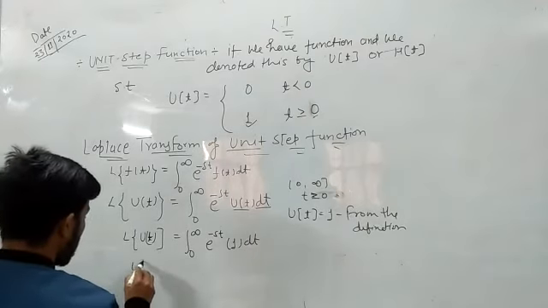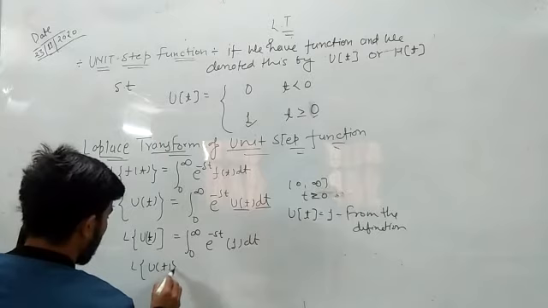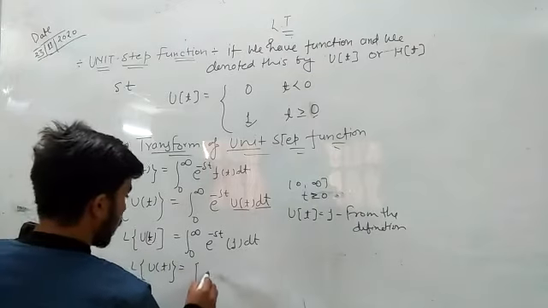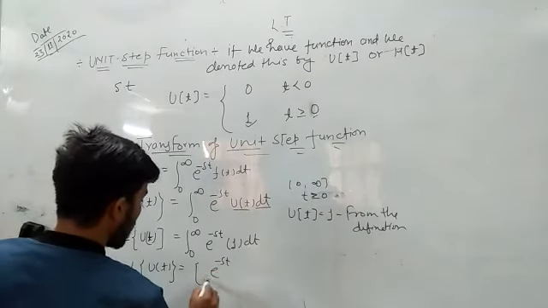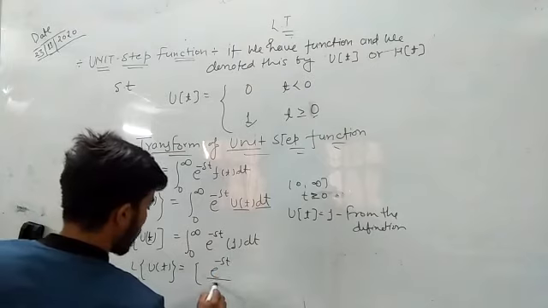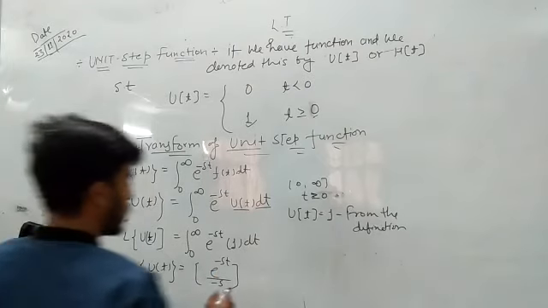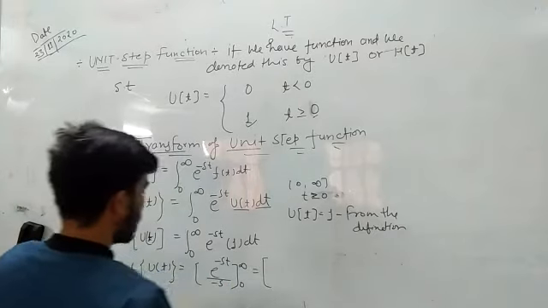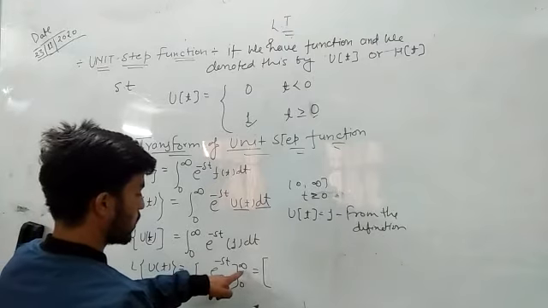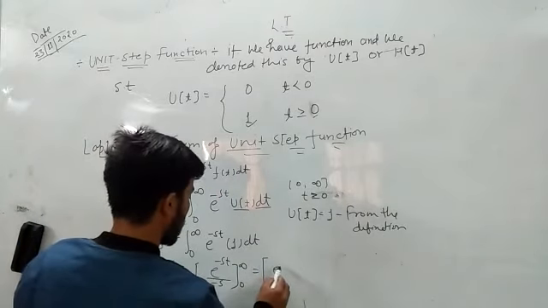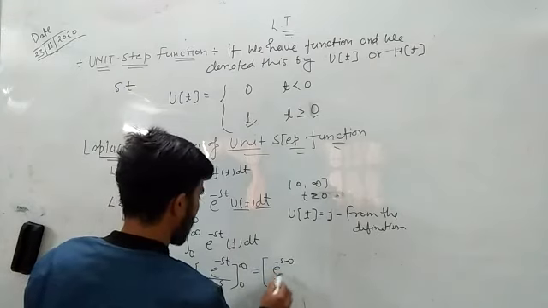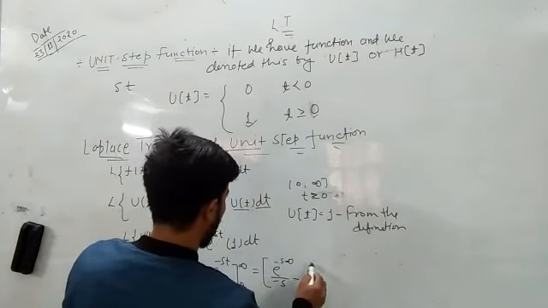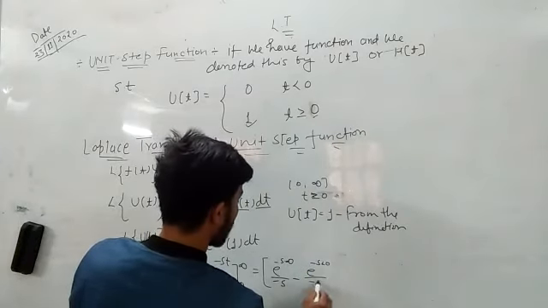So it is so simple to get the Laplace transform of any unit step function. The integration of e raised to the power minus st gives e raised to the power minus st, and the coefficient of t is 1, so we get minus s in the denominator, from 0 to infinity. Now put the limits. First the upper limit, which is infinity, so e raised to the power minus s of infinity upon minus s. Then put the lower limit, which is 0, so e raised to the power minus s into 0 upon minus s.